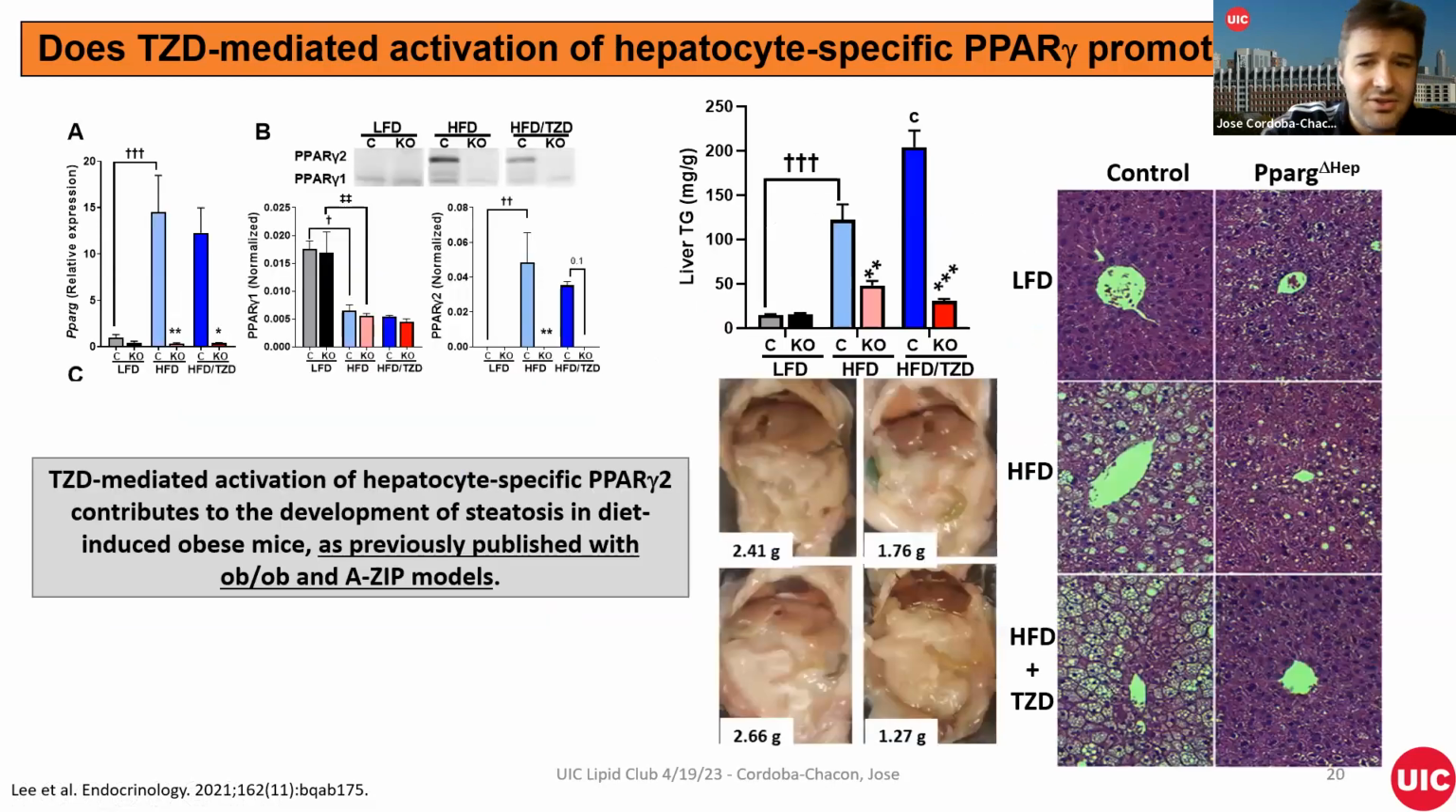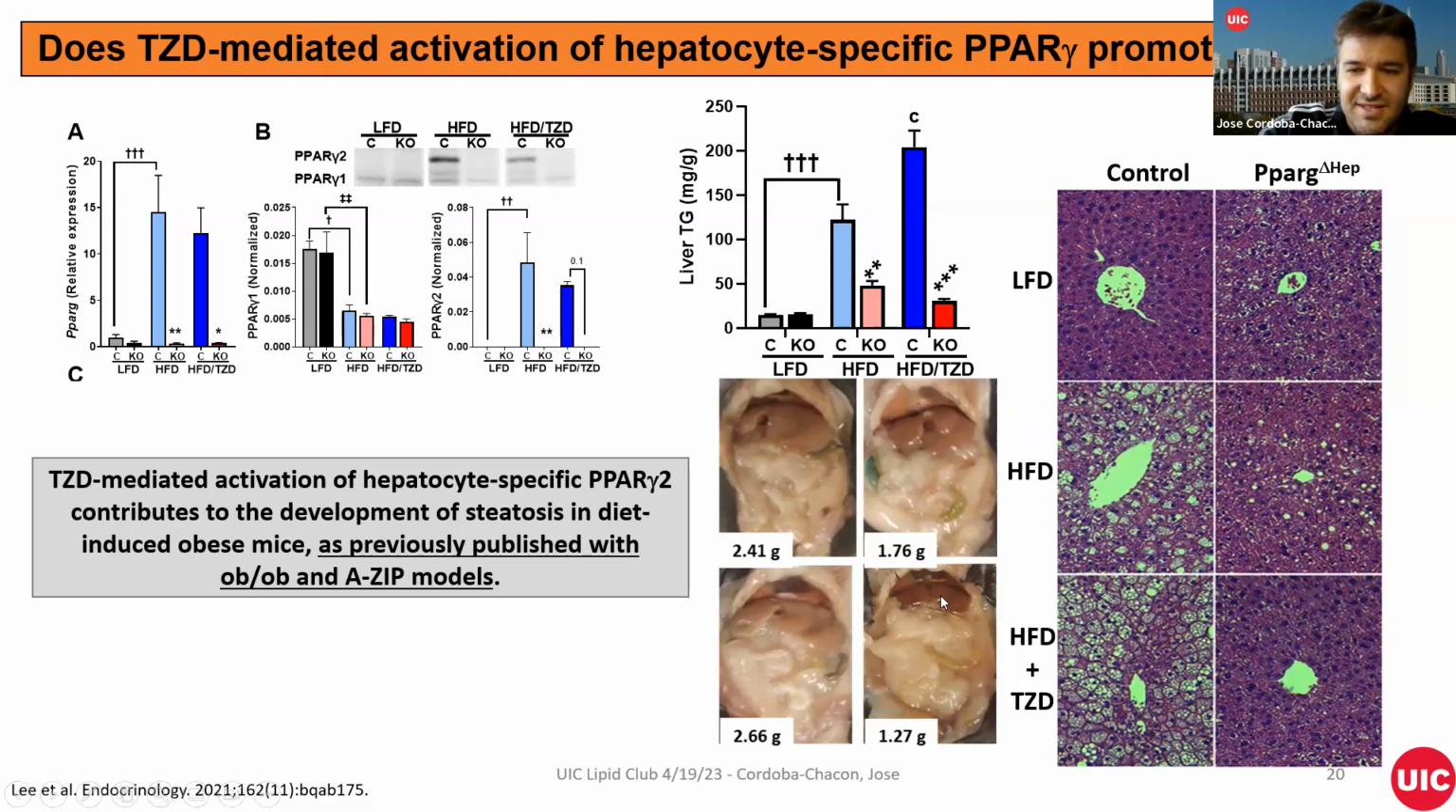Also, what we observed is that the obese mice have steatosis. When they were treated with the TCD, we could see an enhancement or exacerbation of steatosis by TCDs. And that was completely blunted and reduced when PPAR gamma was knocked out. Here in this picture, where the arrows are showing, this is a mouse that was likely around 60, 65 grams.